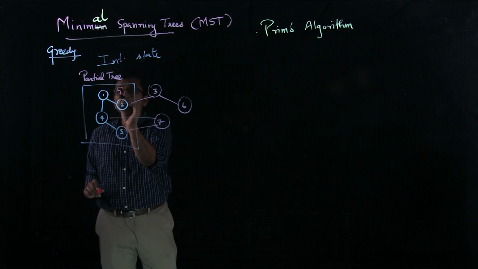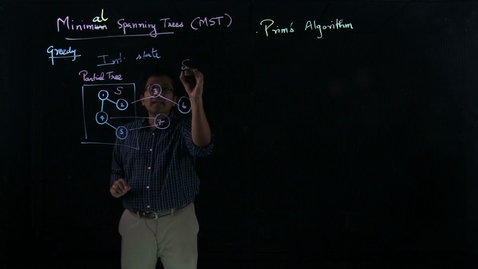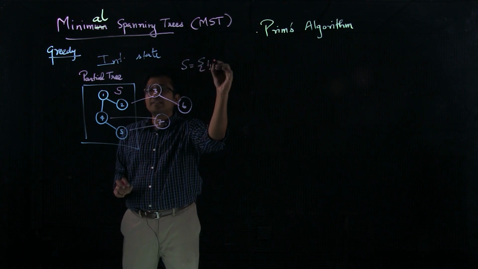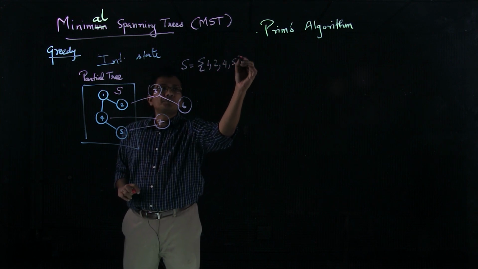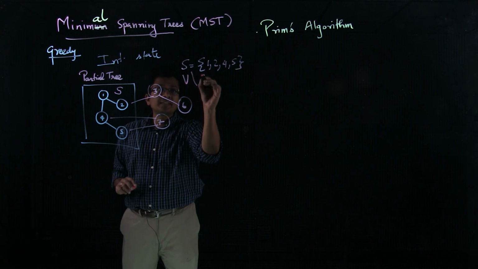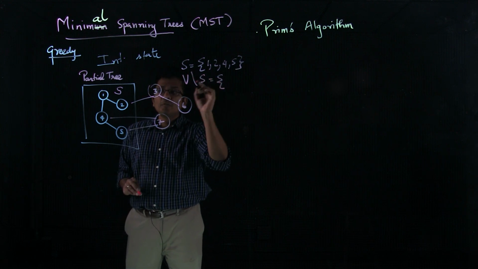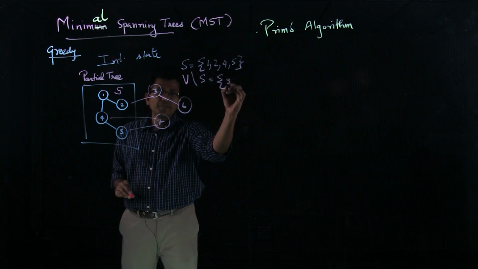So let's call this partial tree involving S. S is the subset of nodes that I have built a tree for. And V minus S is the remaining nodes in the graph for which I have not yet built a tree.